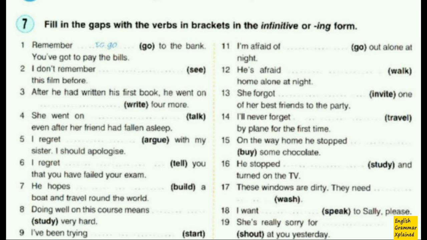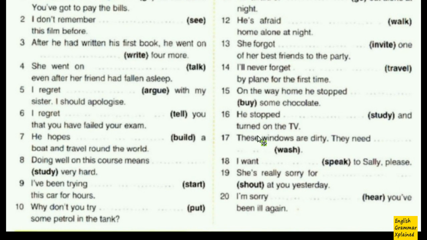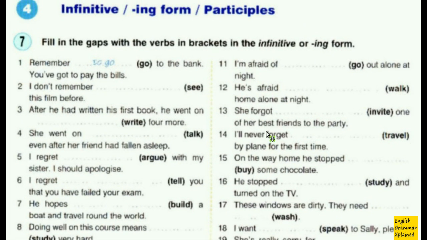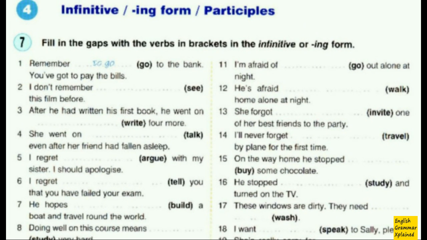What's up, guys? This is English Grammar Explained, and this time I'm going to do this big, huge exercise number 7 from Roundup 5. And because it's so big, I think I'll divide it in 2 parts for the sake of convenience. And my task is, as usual, fill in the gaps with the verbs in brackets in the infinitive or ing form. But this exercise is a bit tricky.